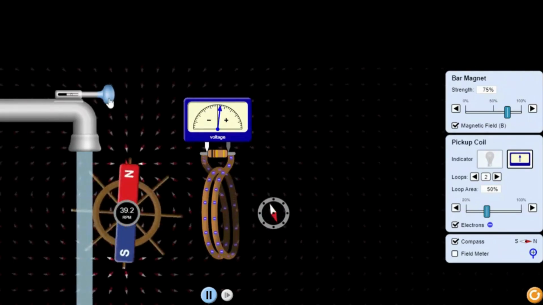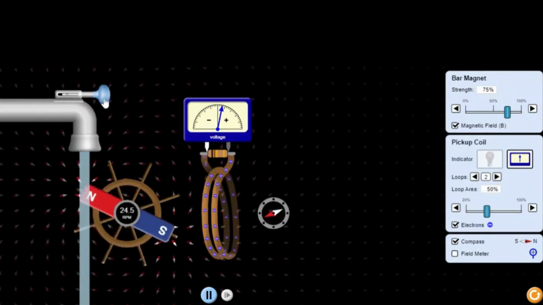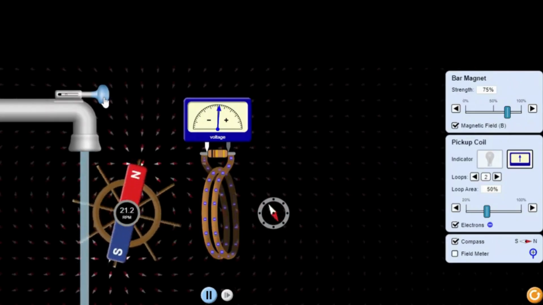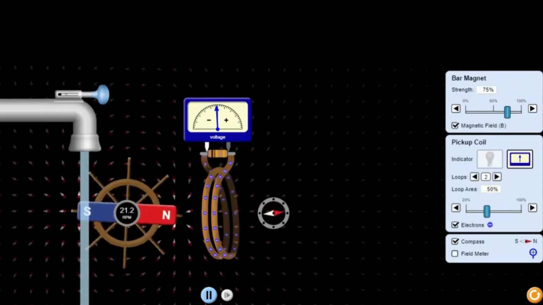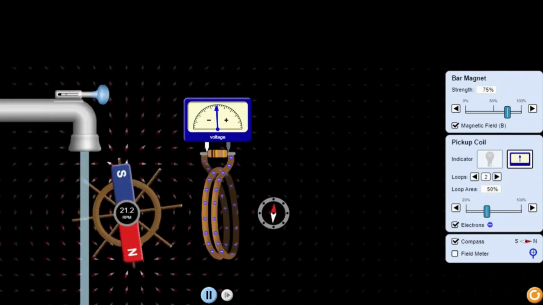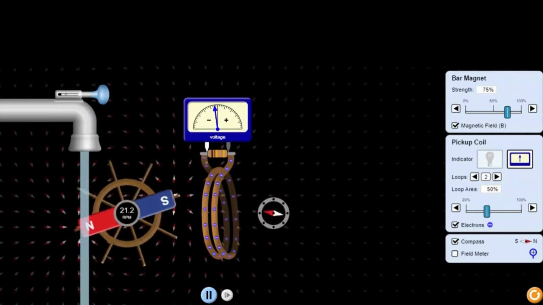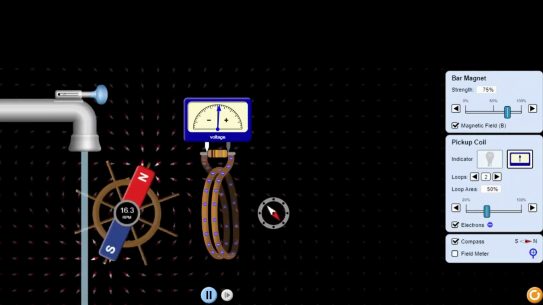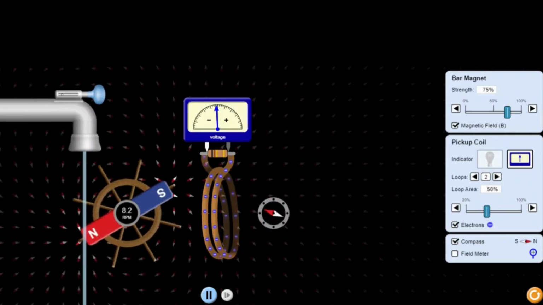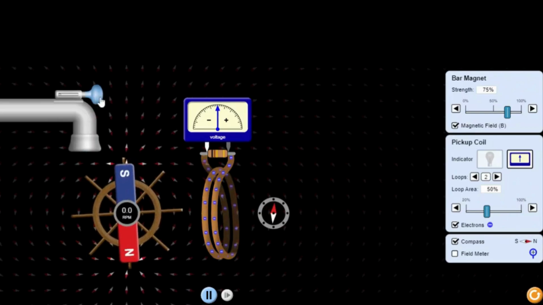This simulation is based on the principle of electromagnetic induction, which states that a changing magnetic field can induce an electric current in a conductor. In this simulation, students control the flow of water over a magnet, which in turn moves the magnet relative to a coil of wire. This movement creates a changing magnetic field, inducing an electric current in the coil.